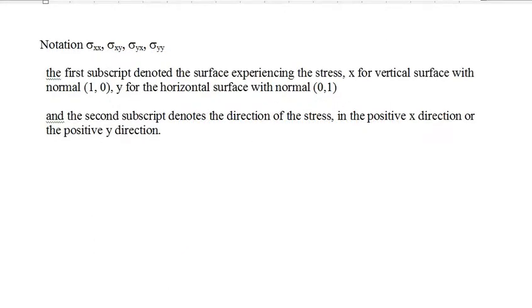Reviewing the notation. The first subscript of sigma denotes the surface or the orientation of the surface. x denotes the surface with normal vector 1, 0, and y denotes the surface with normal vector 0, 1. The second subscript denotes the direction of the force or traction, x denoting in the positive x direction and y denoting in the positive y direction.